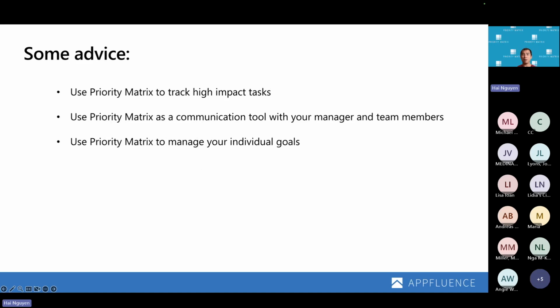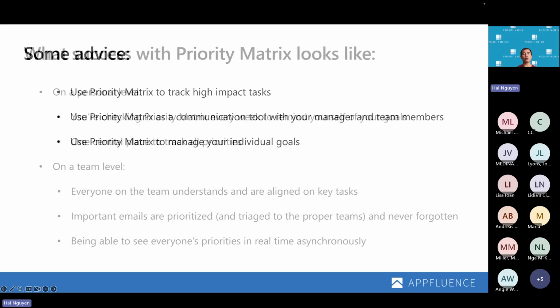Some advice: make sure you use Party Matrix to track high impact tasks. Always think of Party Matrix as a communication tool. It's a way to communicate your priorities to others. It's a way for others to communicate their priorities to you. And that's internally as well as externally. And then make sure you use Party Matrix to manage your personal goals.